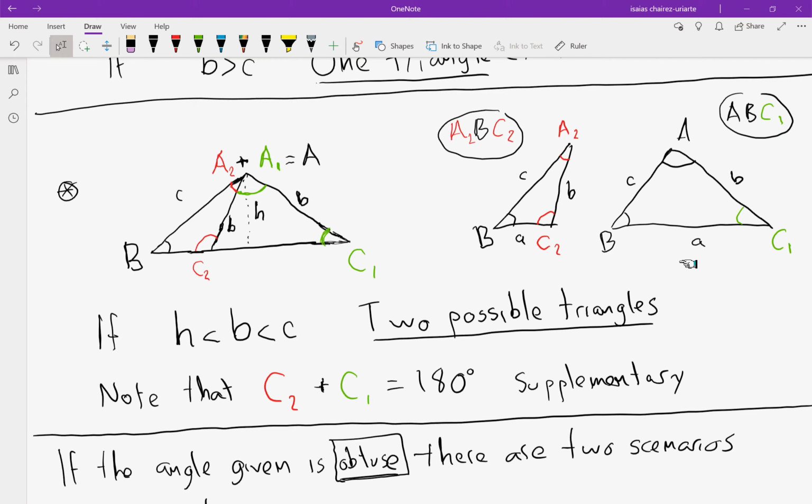One thing to notice here is that there are these two supplementary angles, C2 and C1. Once you find either C1 or C2, they add up to 180 degrees. So once you have one, the other one is a freebie. This is going to be a tedious case, and we'll tackle it here in a second.